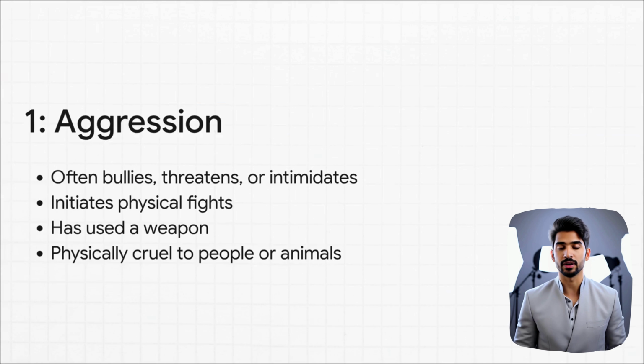The first category is often the most jarring. This is all about aggressive behavior that either causes or threatens real physical harm. We're talking about things like a consistent pattern of bullying or intimidating others, actively starting physical fights, using a weapon, or even being physically cruel to people or animals.